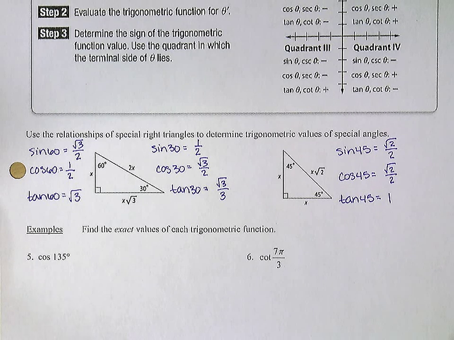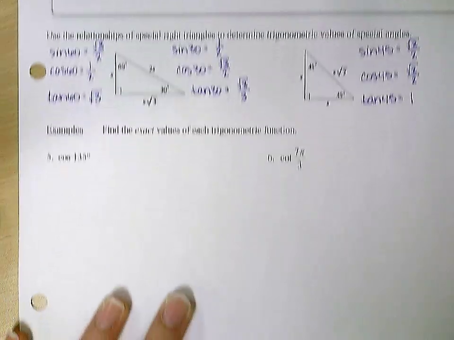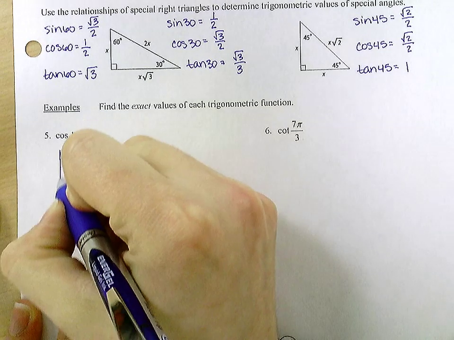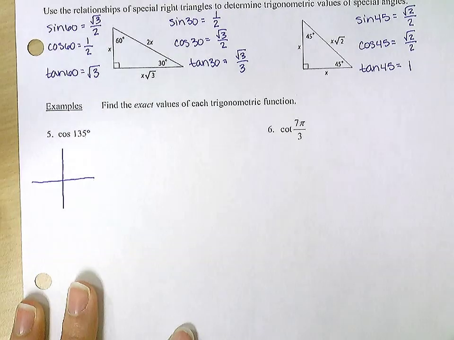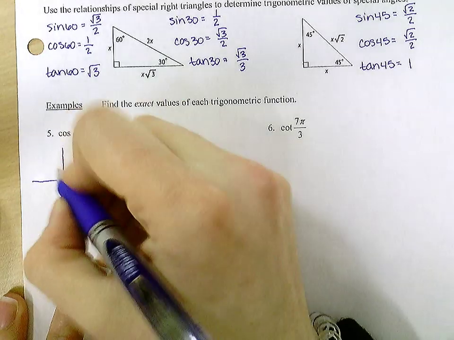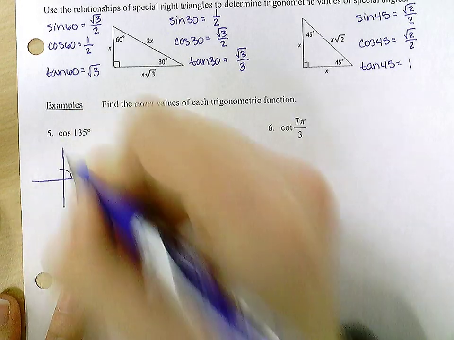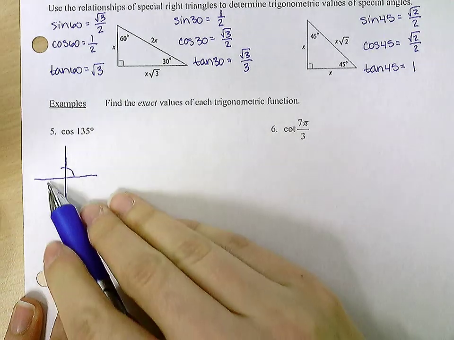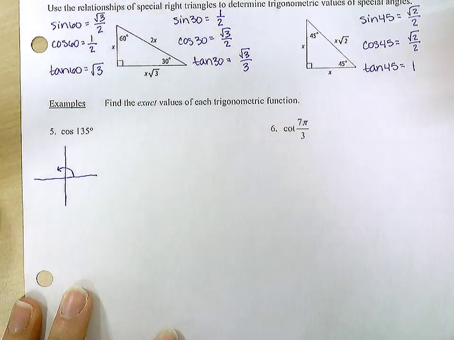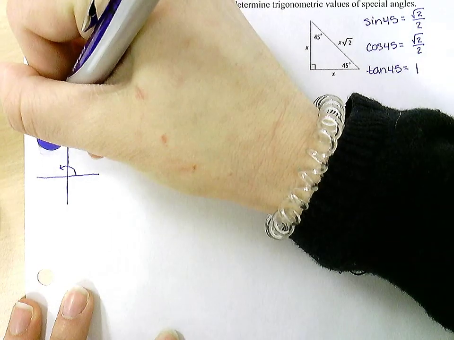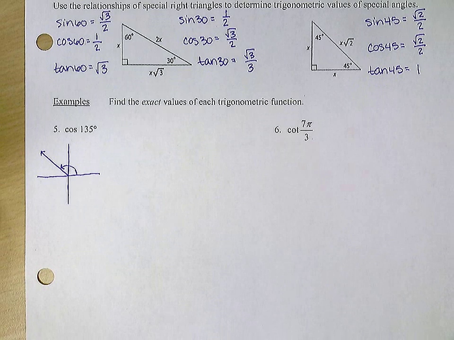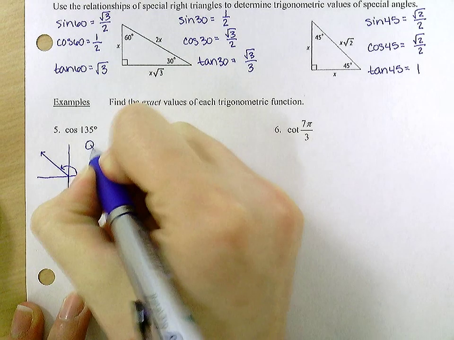Okay, so the first thing that I want to do, just so I know what quadrant that angle's in, is draw out our mini graph and see where that angle would be. I know 135 is greater than 90, so it has to go past 90. But it's also less than 180, which is this line right here. So it's going to be somewhere right here. So my terminal side of that angle would be in quadrant 2.